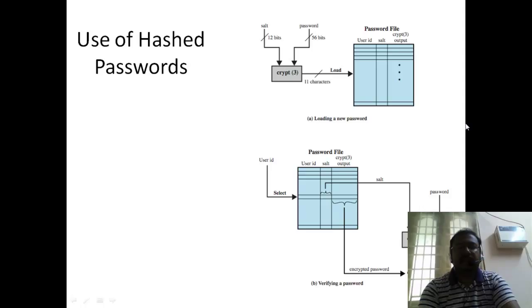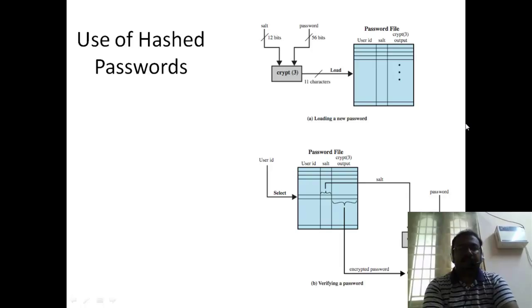Next, if you want to do the verification, how will you do the verification? So we have the encrypted password in our password file. When a user enters the password, that password along with the salt value will be matched or compared to see whether it is of the same kind. So if it is the same, the user will be allowed to access the system.